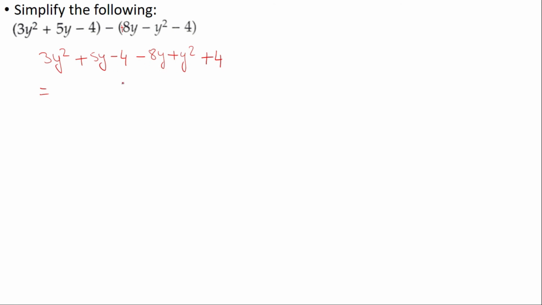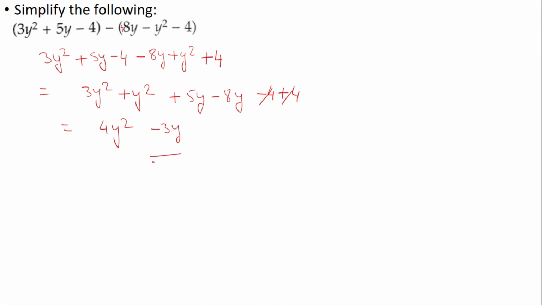Or we will take all the like terms together, that means 3y square plus y square, plus 5y minus 8y, minus 4 plus 4. Or we can write it as 4y square minus 3y, and the constants cancel to 0. So this will be our answer.